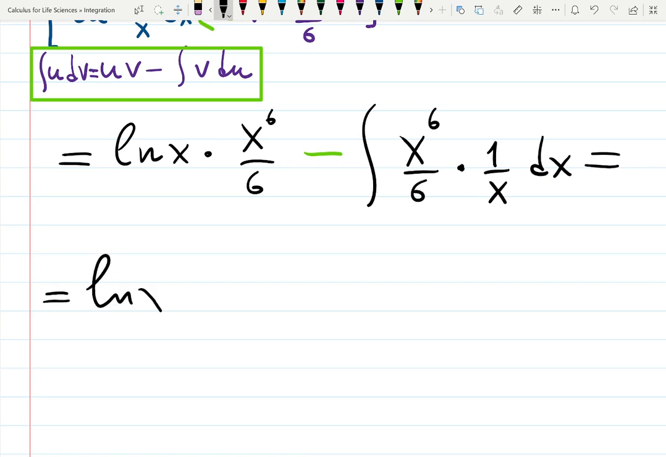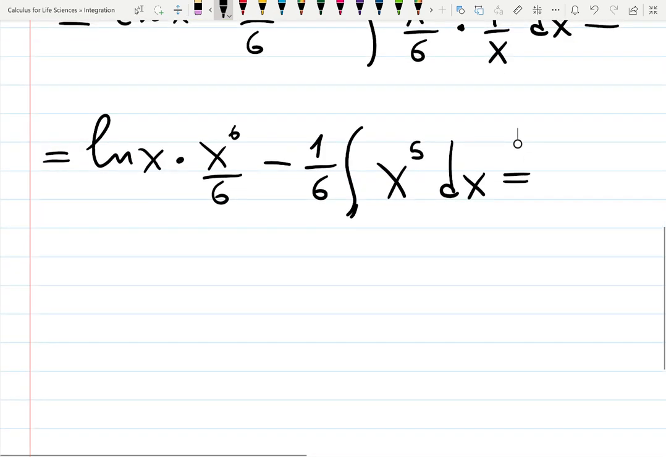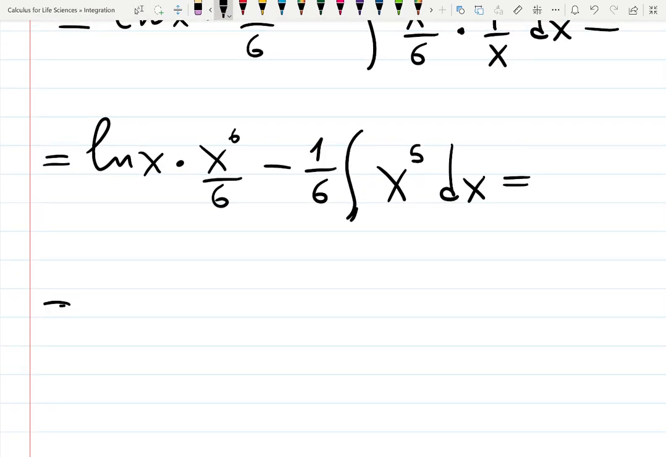The first part is ready. ln x, x to the 6 over 6. It's a part that was integrated, you don't have to do anything about that. The second part, I will kick out 1 over 6 outside, because that's easy, smart to do. x to the 6 over x is x to the 5, dx. Indeed, the second integral is easy now, so we can finish integration.